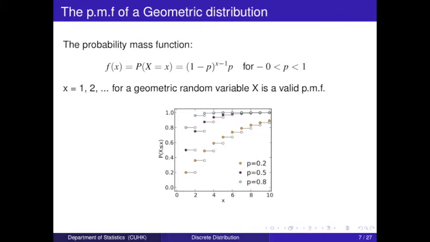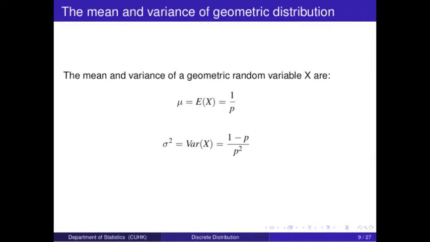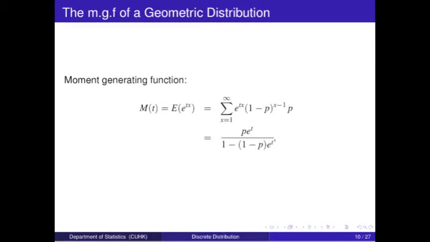The probability mass function of geometric distribution is in this form. The graph of PMF with different values of x is shown here. The cumulative distribution function of geometric distribution is in this form. The graph of CDF is shown here. The mean and variance of a geometric random variable x are in this form. The moment generating function of geometric distribution is in this form.